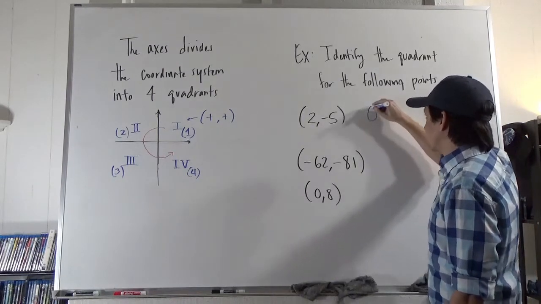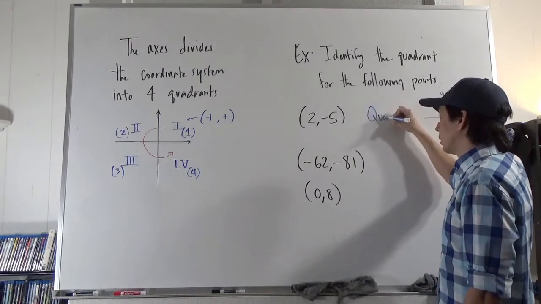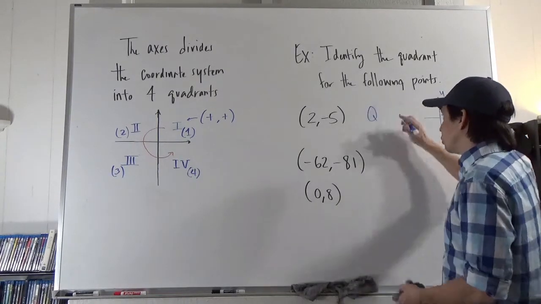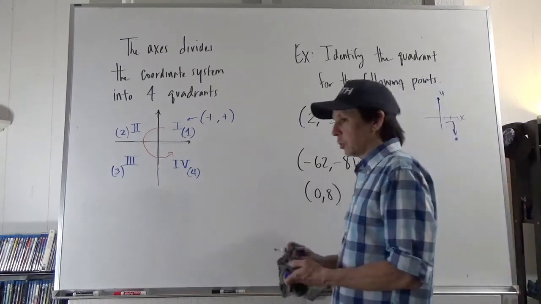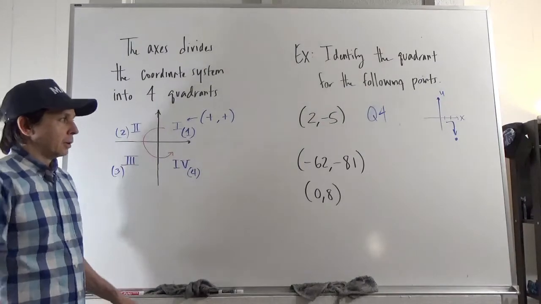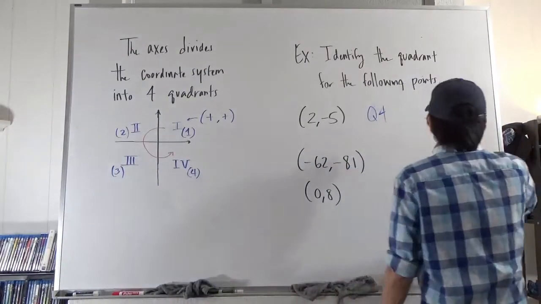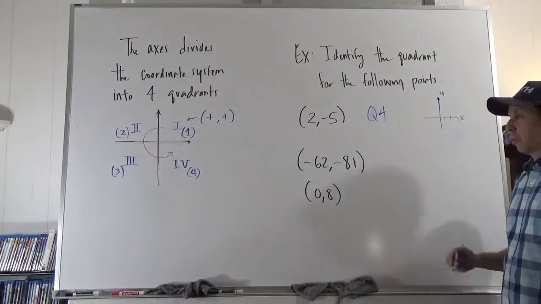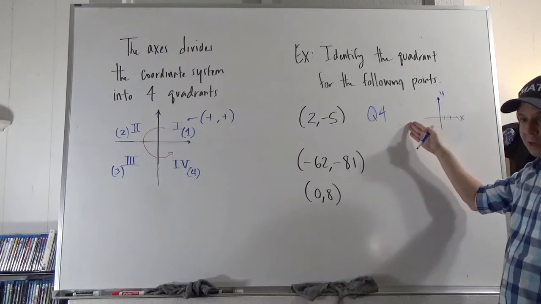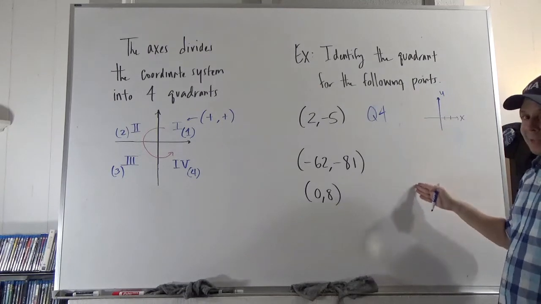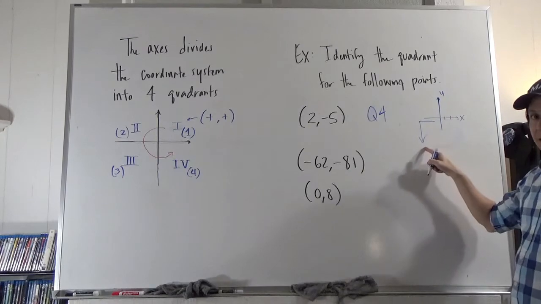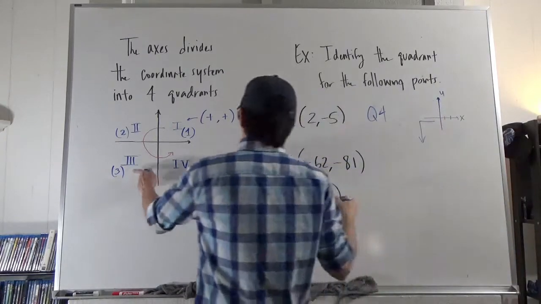And feel free to just abbreviate. Quad 4 is fine. Q for I'll even accept. You can use the Roman numerals if you want. You don't have to if you don't want to. That's fine. Quadrant 4. Next, -62, -81. I'm not going to graph the actual point, but I can imagine where I would go if I were to do it. I go -62 to the left for the x, -81 down for the y. So I end up in this area right here, this quadrant. Which one is that? Quadrant 3.